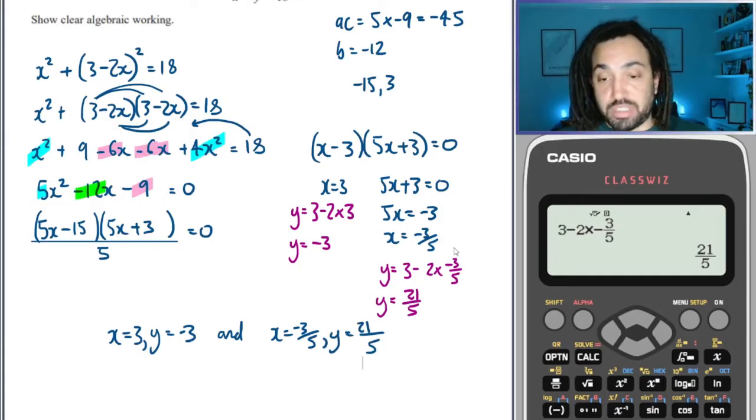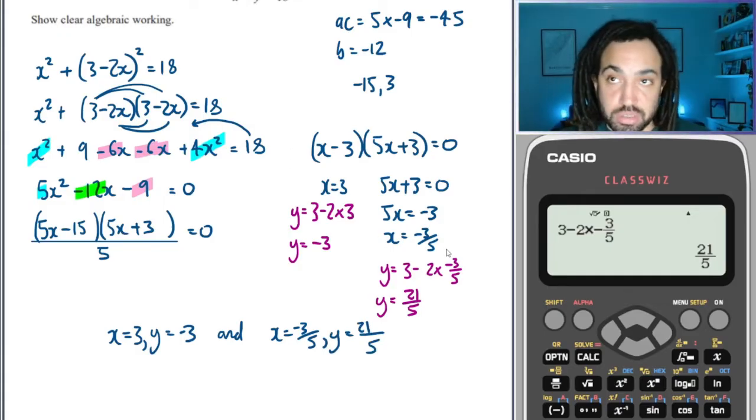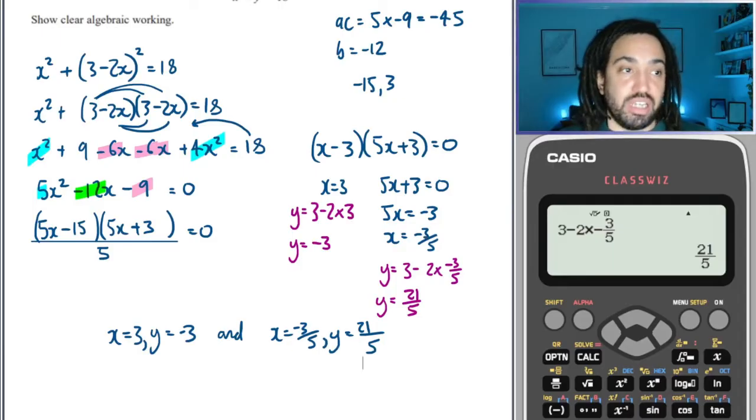So nice and paired up so the examiner knows that I know what I'm doing. Yeah, nice.